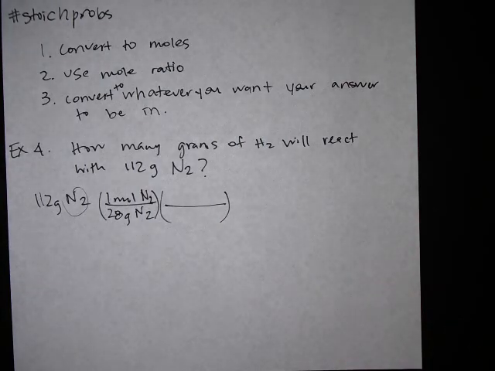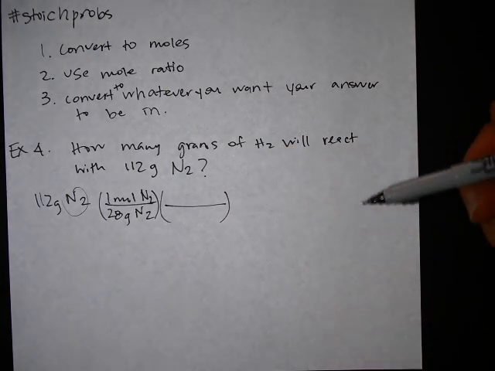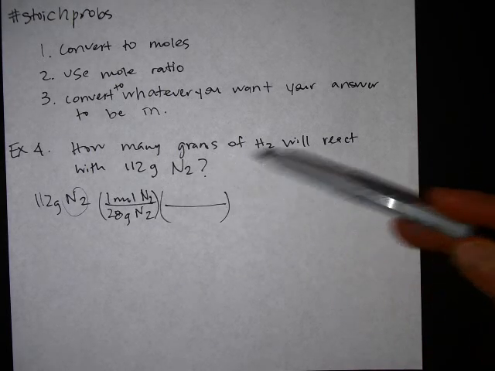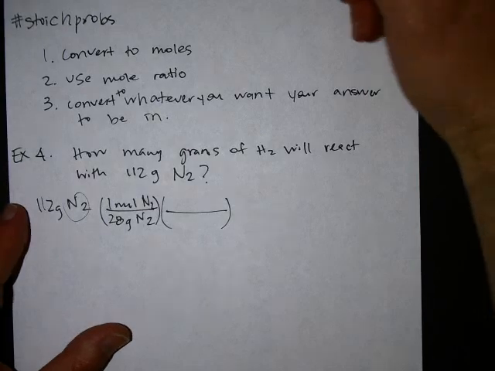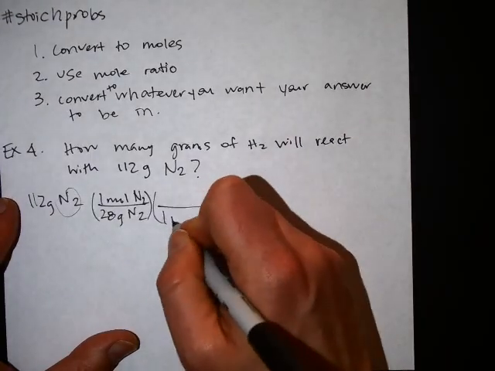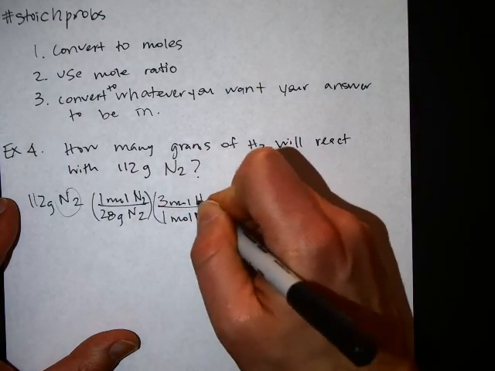I've just converted my grams to moles, so now I can use the mole ratio from the balanced reaction. Go back and reread the problem. Where am I starting and where am I finishing? I'm starting at nitrogen, and I'm finishing at hydrogen. So use those numbers from the balanced reaction up here. 1 mole of nitrogen will always react with 3 moles of hydrogen. That is the ratio.